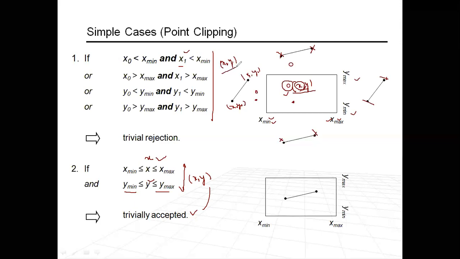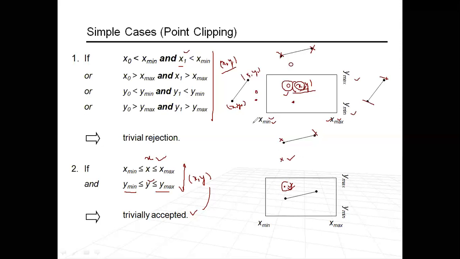So simply by checking these inequalities we can say a point is lying within the visible region or a point is lying outside the visible region. If it is lying outside the visible region, it should be rejected. If a point is lying within the visible region, it should be accepted. Accepted means it should be displayed. Rejected means it should not be displayed, it should be discarded.